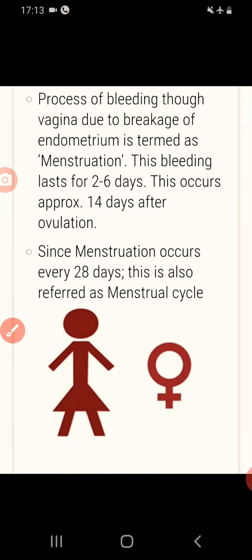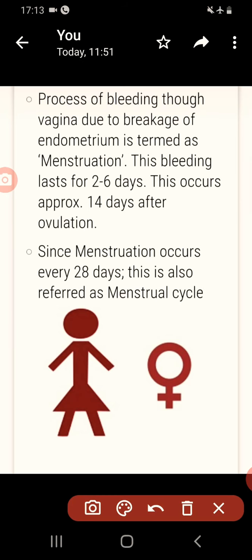The process of bleeding through the vagina due to the breakage of the endometrium is termed as menstruation. This is known as menstruation. This bleeding lasts for 2 to 6 days.